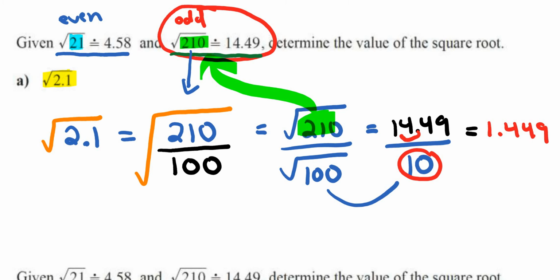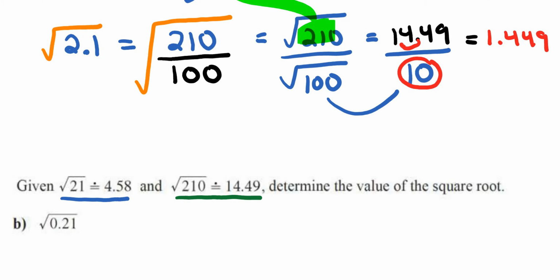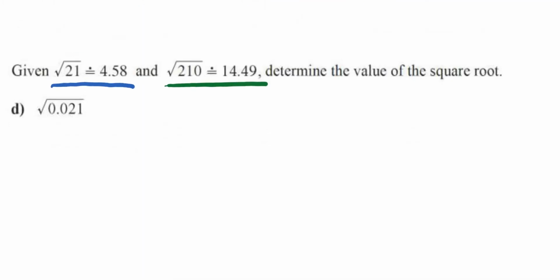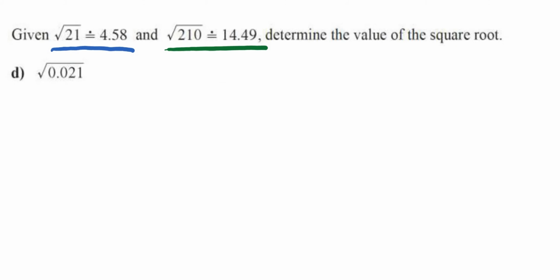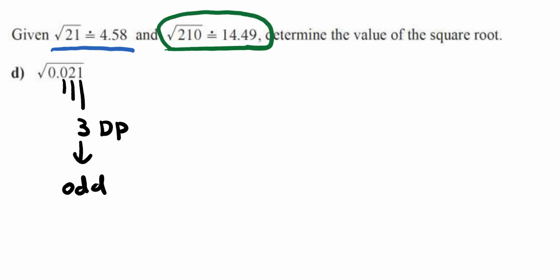After that, let me jump down to letter D, because I think letter D matches up nicely with 4A. Do you want to use the blue approximation, the square root of 21, or the green approximation, the square root of 210? This is how we figure the first part out: count the number of decimal places. 1, 2, 3. There are 3 decimal places, and 3 is an odd number. So if I have an odd number there, I want to use this approximation, because 210 has 3 digits, and 3 digits is an odd number.